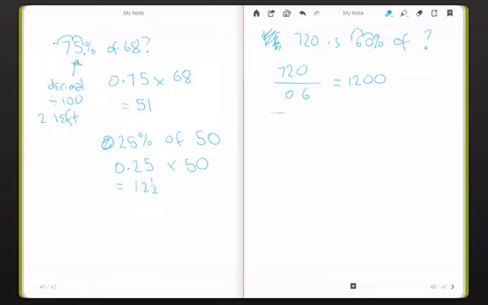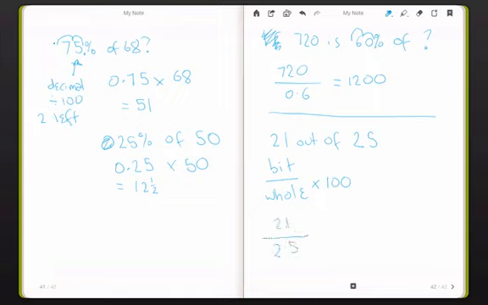One more type of thing we have to do. So let's say that I got 21 out of 25 on a test. How do I figure out what percentage I got? Well, remember the rule to find out a percentage is the bit over the whole times 100. So what's the bit? It's 21. The whole is 25, because I could have got 25 marks. I did get 21, times by 100, and if you work that out, you'll get 84.